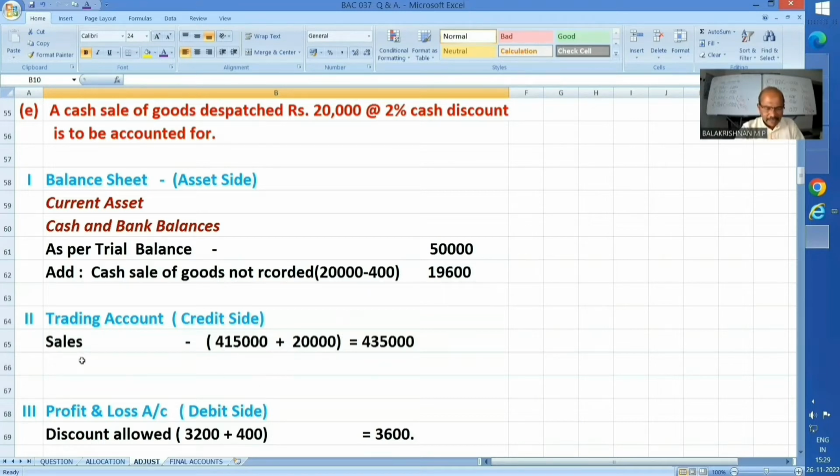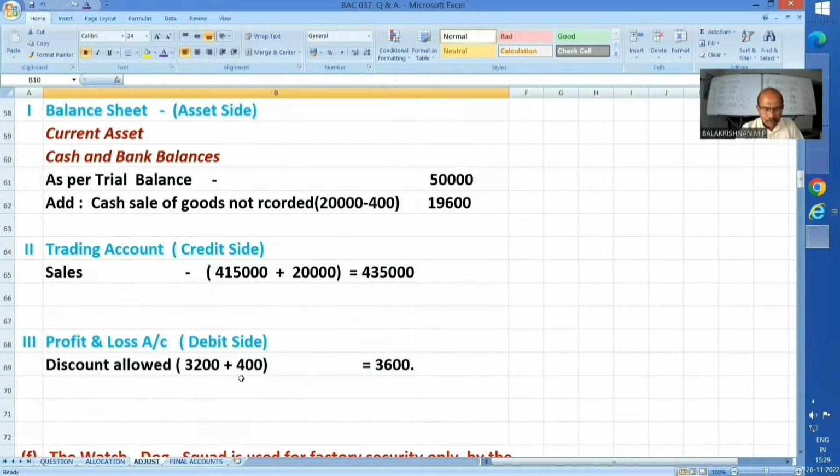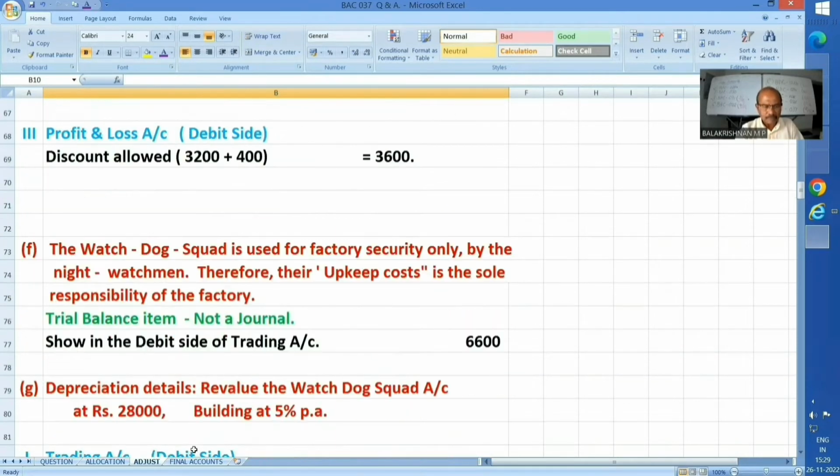And as for the trading account, the corresponding effect is that sales already given 4,15,000, plus you add the total sales value. Then what about this 400 rupees? That you show in the profit and loss account. Discount allowed. Already discount allowed is 3,200. To that you add this 400 also, so 3,600. Okay, so corresponding effects have been taken care of.